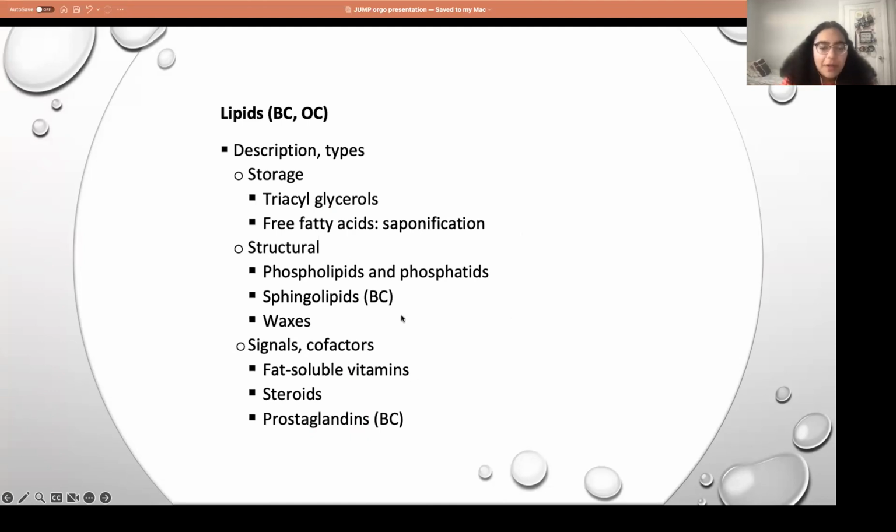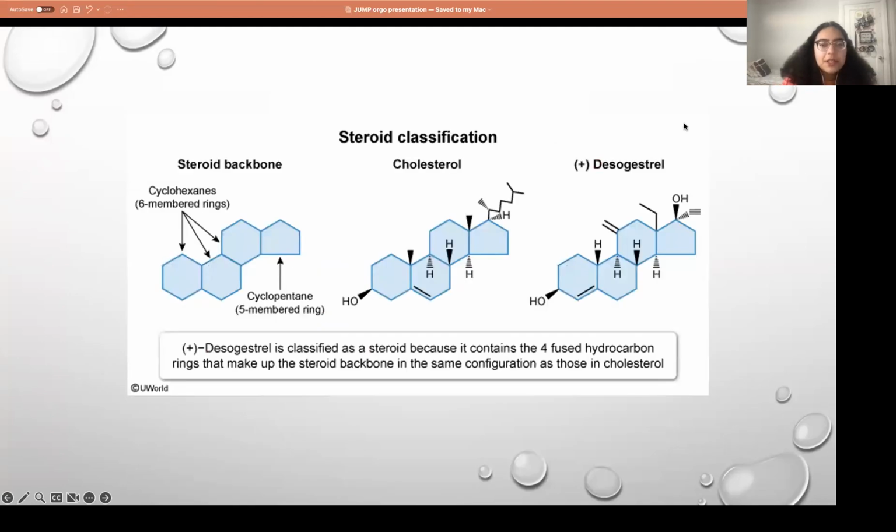One thing that I'll mention is steroids. So the concept of a steroid, the backbone will be 3 cyclohexanes and a cyclopentane. So like hexagon, hexagon, hexagon, pentagon. An example is cholesterol, or desogestrel, but that's just one of the examples. But it's good to know that that's what makes something a steroid, because I've seen questions like which one of these is a steroid. So it's important to look at the backbone.